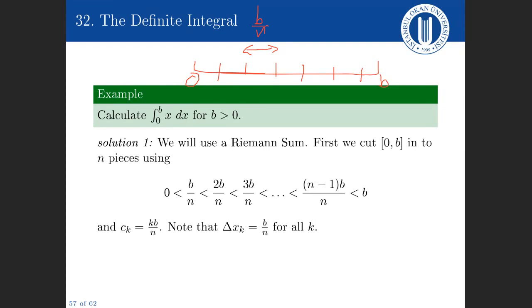In each one of these intervals, we need to choose a point. I'm going to choose a nice easy one. I'm going to always choose the point kb over n.